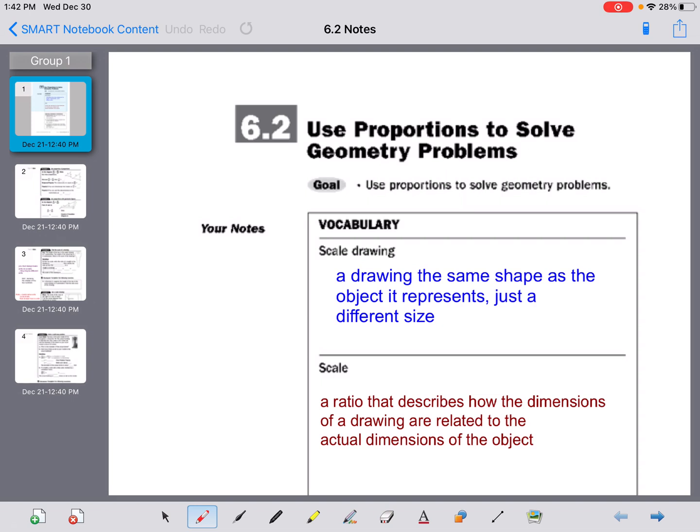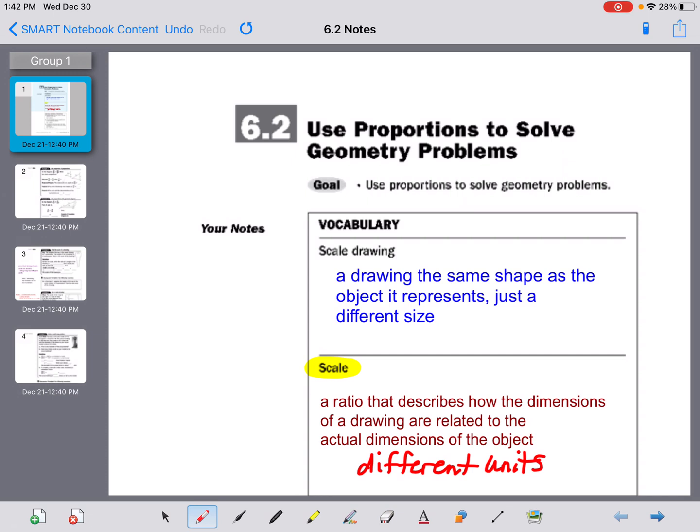Scale is a ratio that describes how the dimensions of this drawing are related to the actual dimensions of the object. Okay, so important that we can know the difference between scale and ratio. On a scale, and we'll talk about this more, it's going to have different units, okay? And if you think about it, especially on a map, our scale often is like 1 inch is like 50 miles or something to that effect.